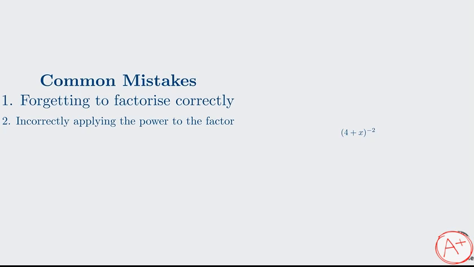Look at this common error. Notice that 4^(-2) is actually 1/16. This mistake will invalidate every subsequent term in your expansion.